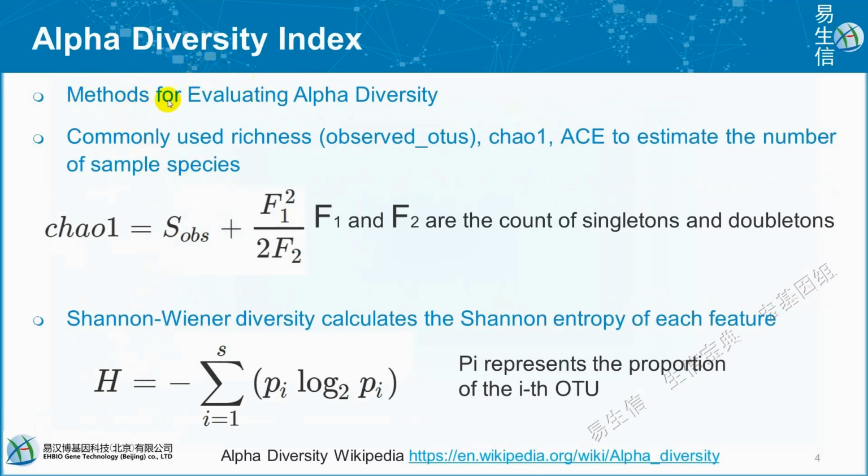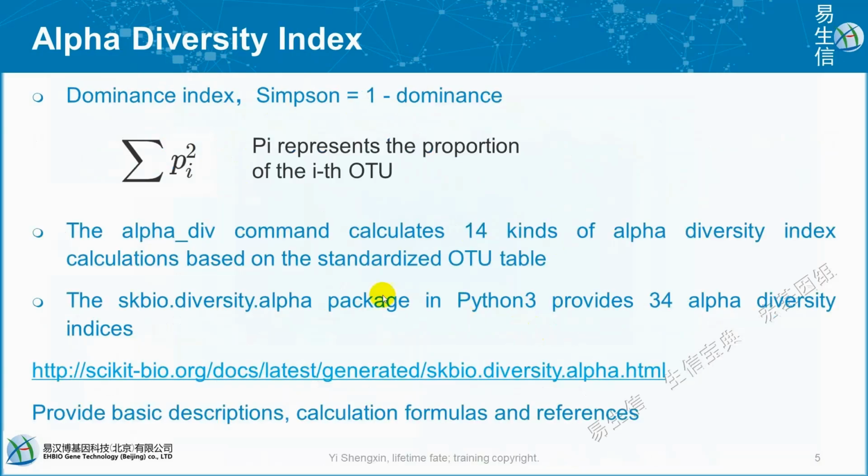Alpha diversity index is the method for evaluating alpha diversity. Commonly used are richness, observed OTUs, Chao1, and ACE to estimate the number of sample species. This is the formula used to count singletons or doubletons. Shannon calculates the Shannon entropy of each feature. Dominance index, Simpson, is 1 minus dominance. The alpha diversity command calculates 14 kinds of alpha diversity indices based on a standardized OTU table. The scikit-bio diversity alpha package in Python 3 provides 34 alpha diversity indices. You can use this command to go into detail about this.